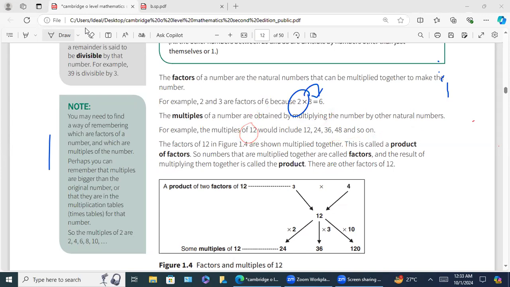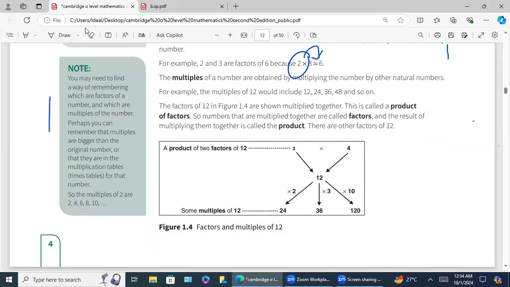So what is the difference between factors and multiples? Dear student, factors are those terms, like the factors of 6, which we can multiply with each other to get the original number, and multiples are those numbers which are divisible by the original number, which we create as the multiples. Is it okay? Move on.